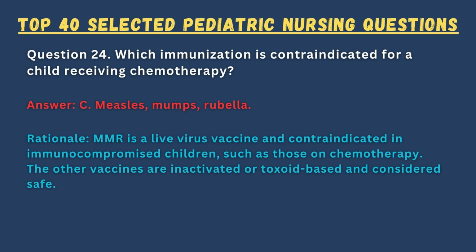Answer. C. Measles, mumps, rubella. Rationale. MMR is a live virus vaccine and contraindicated in immunocompromised children, such as those on chemotherapy. The other vaccines are inactivated or toxoid-based and considered safe.